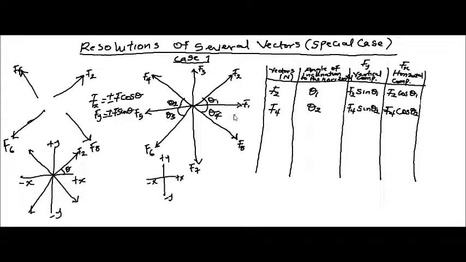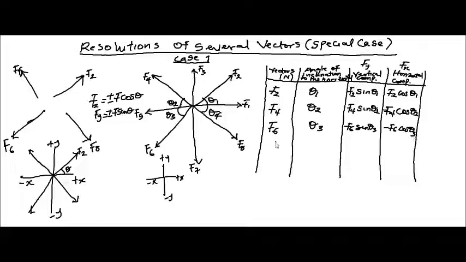Now the next one is f6, which is negative x, negative y. So in order not to waste time, we have f6, and the angle of inclination is theta 3. So it will be minus f6 sine theta 3. This one will be minus f6 cos theta 3.